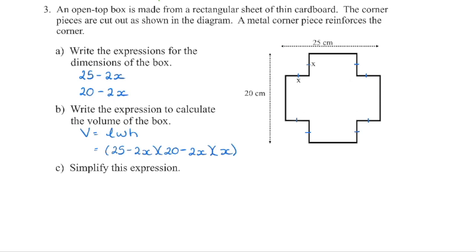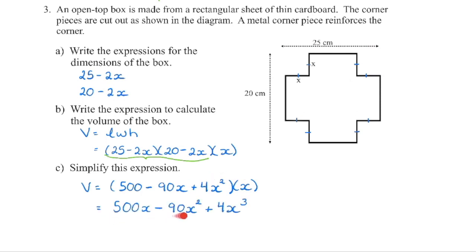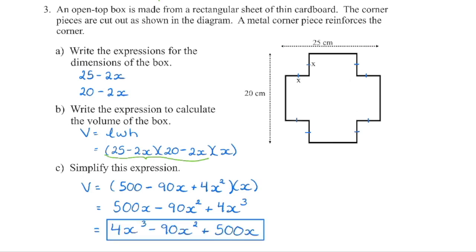So what we want to do is start by foiling this out. So we're going to FOIL that out first. And then once we FOIL that out, we're going to distribute that x in. So even though it's over here, we're still going to multiply that into the bracket. And then we end up with this. We have no like terms, but we do tend to line the terms up in order of degree. So we're going to have degree 3 as the highest, then degree 2, then degree 1. And that is the simplified expression for volume.